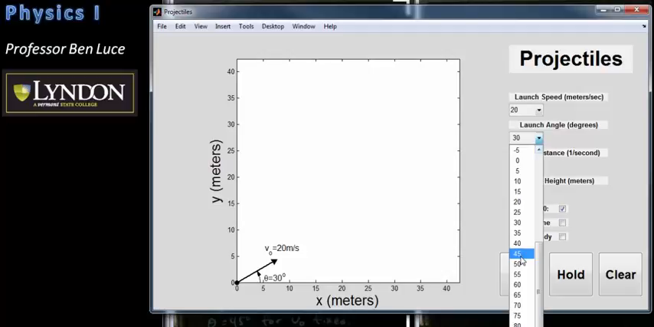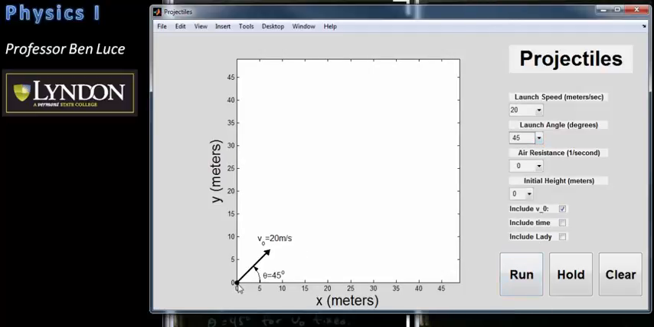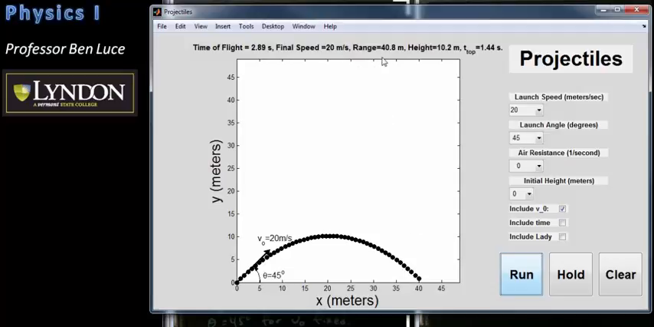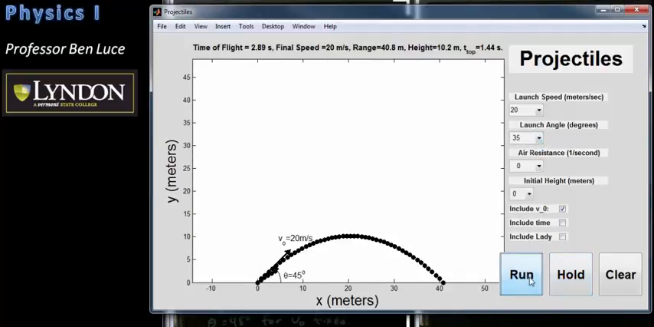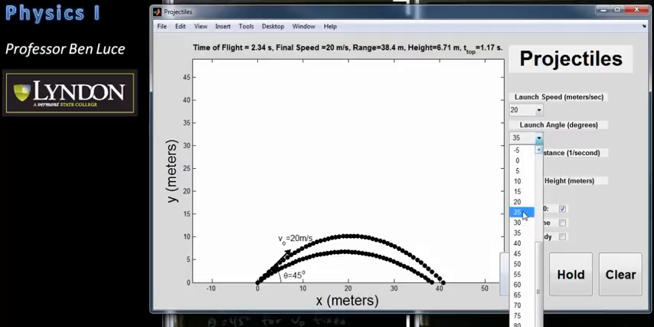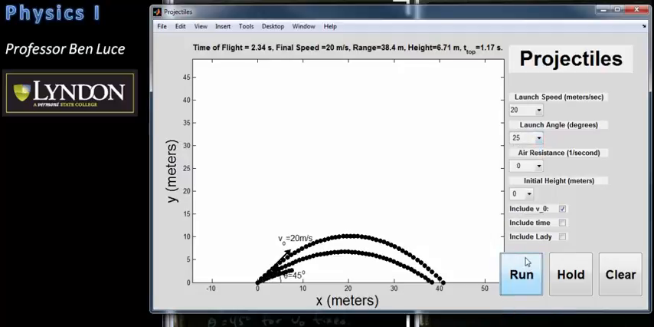Let's first launch at 45 degrees. Our analysis suggests that this will give us the maximum range. So at this angle, we obtain a range of about 40.8 meters. Let's hold that, and let's back down a little bit on the angle. Let's back down to 35. And we see, indeed, we fell shorter. And if we go even smaller, we go even shorter.